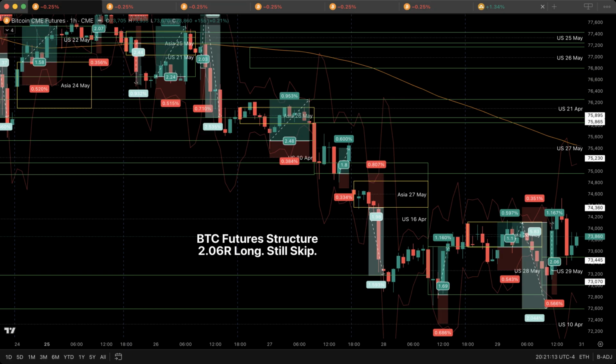That is why the best position can be no trade. No trade is not empty. No trade protects the account. No trade protects the next week. No trade protects the method. A trader who skips weak timing still wins the process.